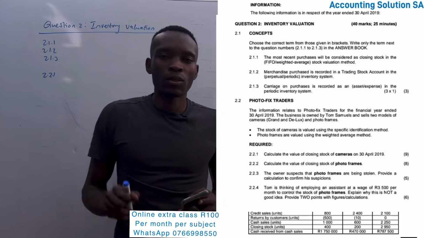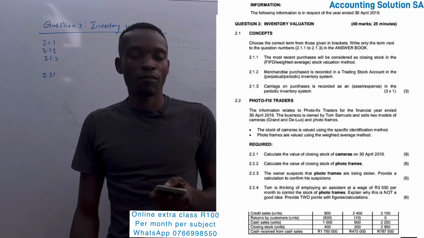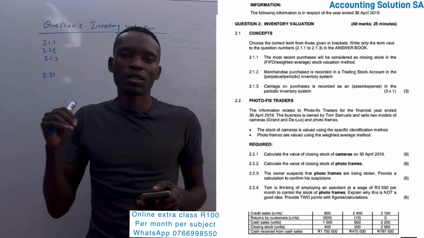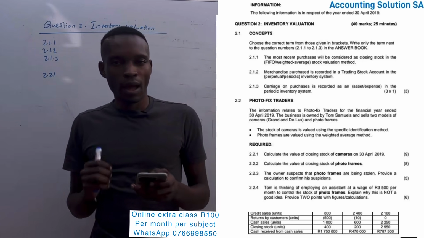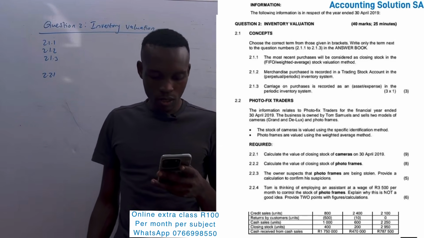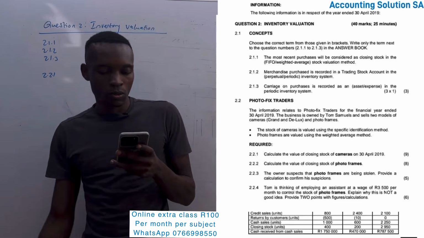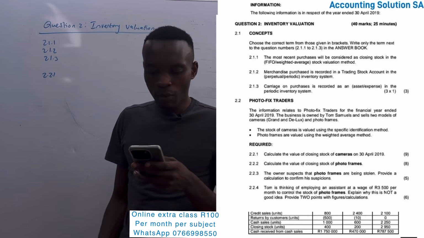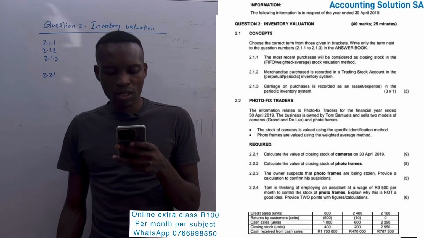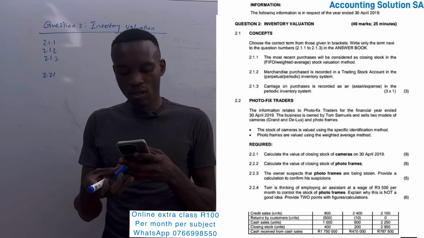Hi grade 12 students. So in this video we are continuing with our chapter that we started for inventory valuation. So for this video, I want to proceed with the specific identification method as well as the average method. Okay, so let's look at the question paper. I think this one is the 2019 question paper that was written around June. Okay, so number 1, it was multiple choice. Let's just go through it. Most of the recent purchases will be considered as closing stock in FIFO or weighted average stock valuation method.